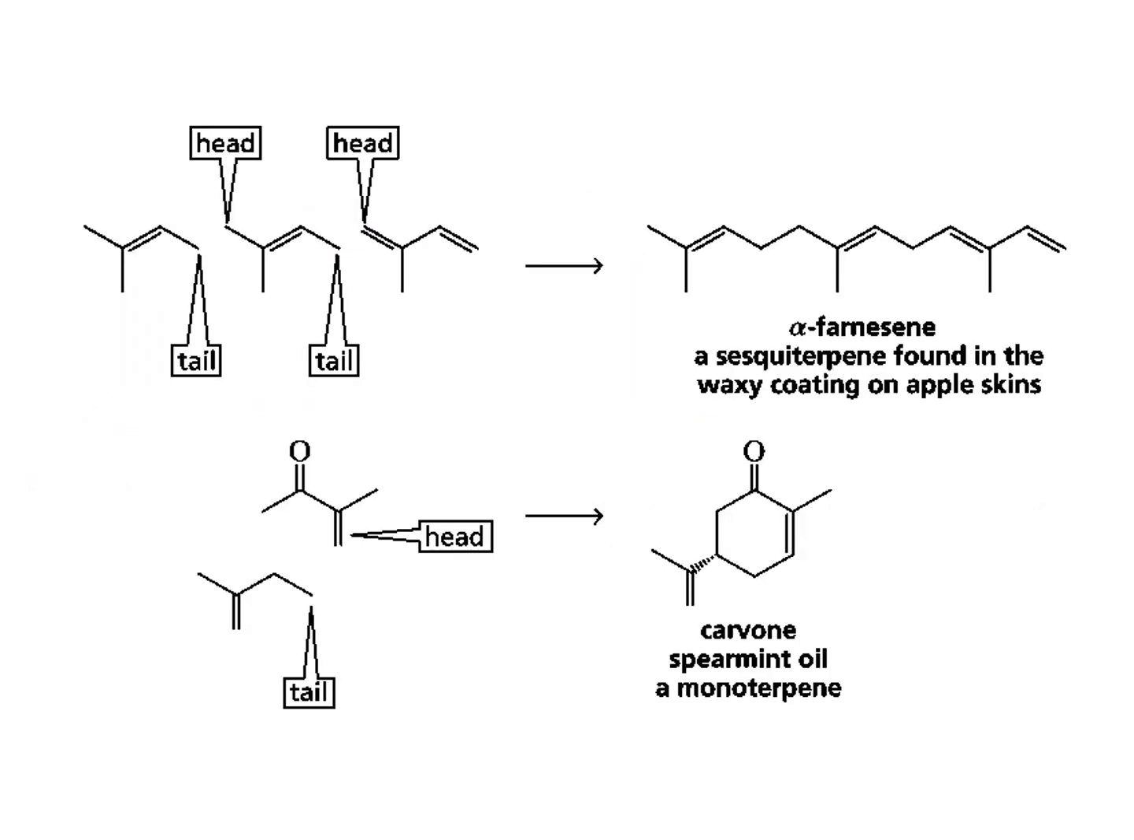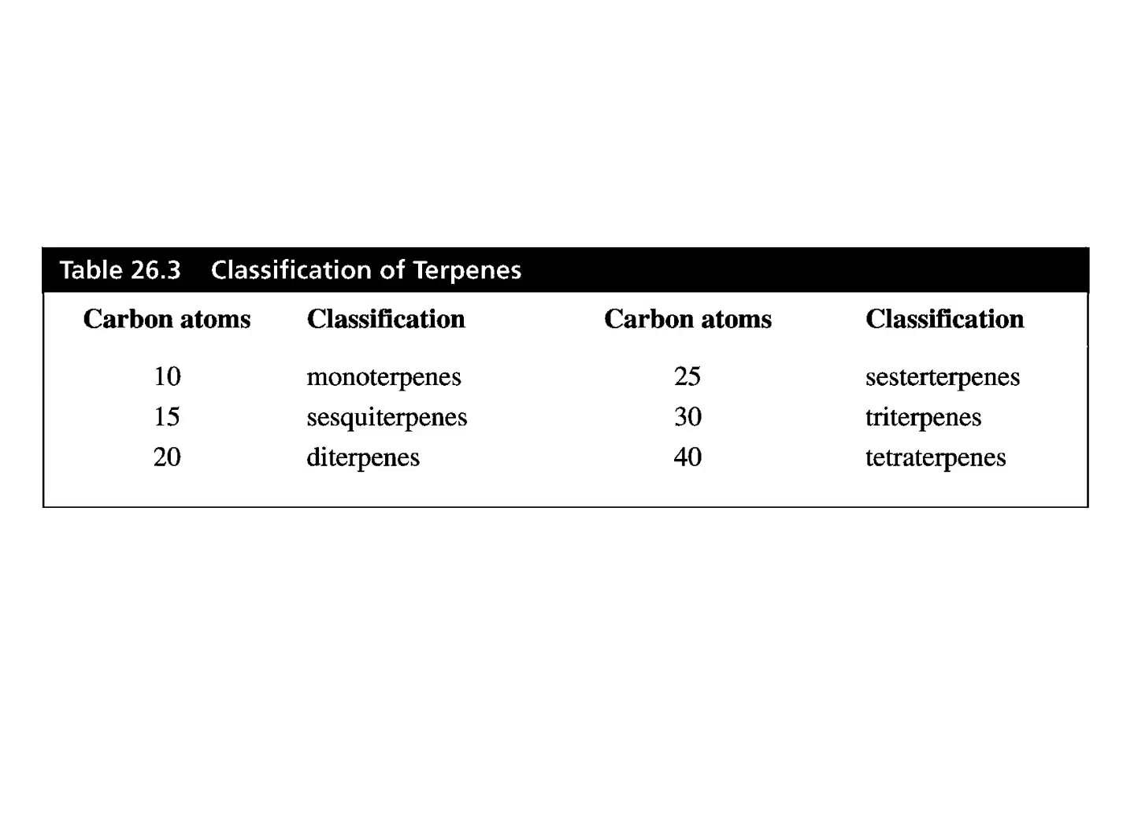So this is how they can be joined to produce different classes of terpenoids. As you see here, carvone is found in spearmint oil, which is a monoterpene, a cyclic monoterpene. Actually, we have two types of monoterpene, cyclic monoterpene and acyclic monoterpene. This one is a cyclic monoterpene, which can be made from isoprene units. Isoprene units can be combined together in head to tail manner to produce alpha farnesene. Alpha farnesene is a sesquiterpene found in the waxy coating on apple skins. So the classification of terpenes depends on the number of carbon atoms.